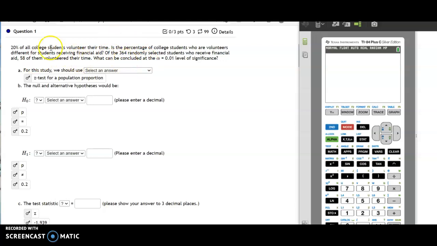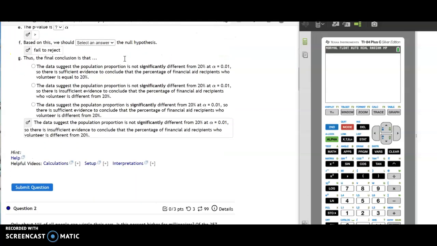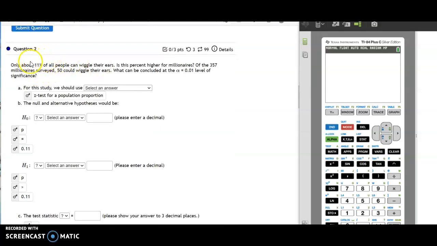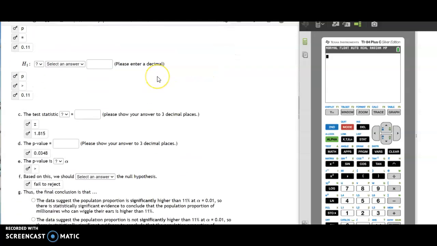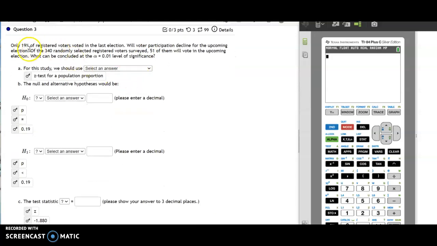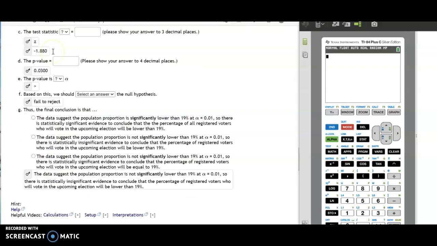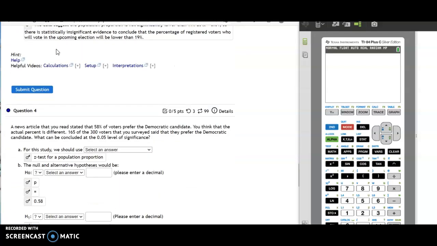Just looking at a couple of these problems. They give you the percent that we used to think, and then they give you a sample number out of a total. Question 2, they give you a percent that we used to think, and then a sample where they give you a number out of a total. Another example, a percent that we used to think, and then they give you a number out of the total for a sample. So these start to look very, very familiar.